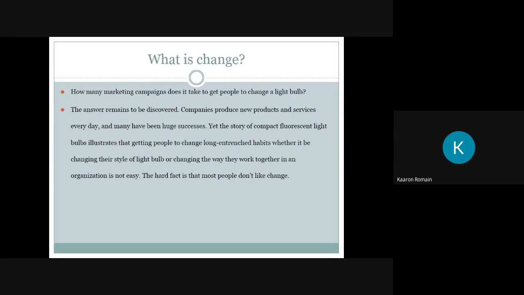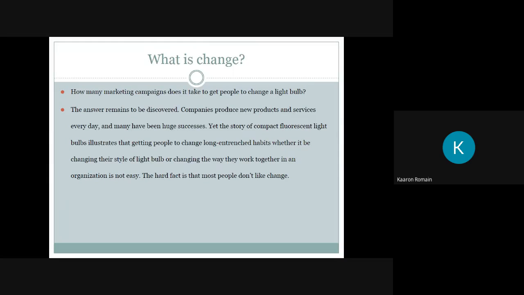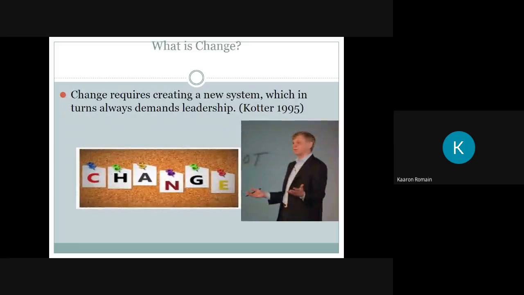Companies produce new products and services every day, and many have been huge successes. Yet, the story of compact fluorescent light bulbs illustrates that getting people to change long entrenched habits, whether it be changing their style of light bulb or changing the way they work together in an organization, is not easy. And we all know that. The hard fact is that most people don't like change. No matter who leads, people don't like change. Next slide.